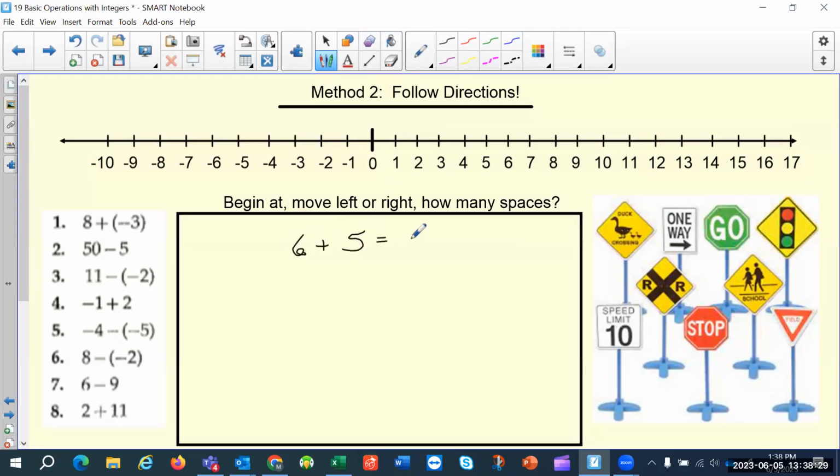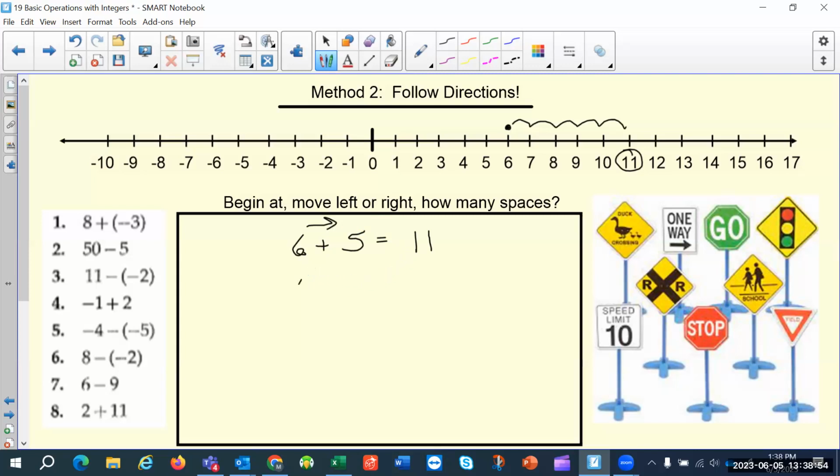6 plus 5 is equal to 11. So we're starting at the 6. We're going to the right. And we're moving 5 spaces. 1, 2, 3, 4, 5. And we end up at 11. Piece of cake, right? What other sign combinations could we put in here?